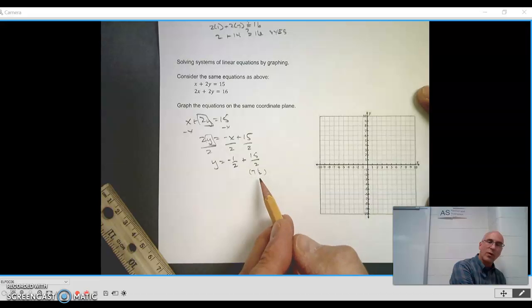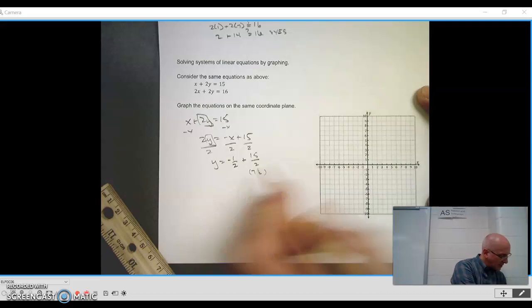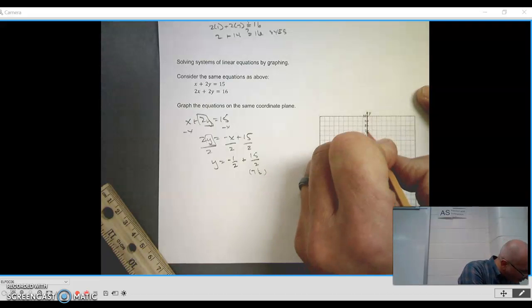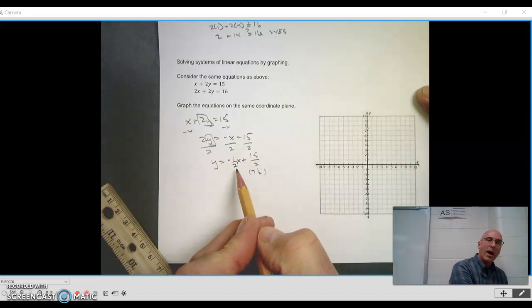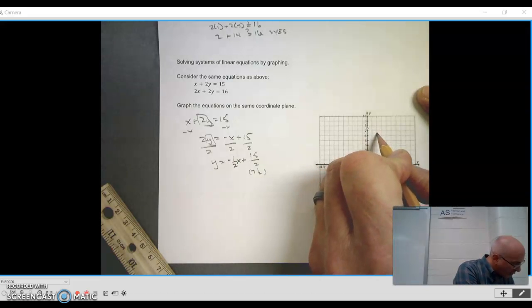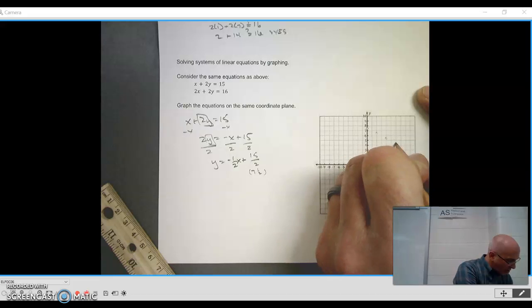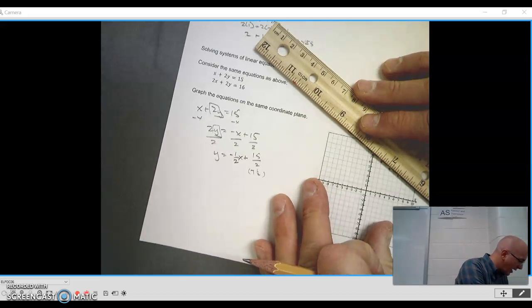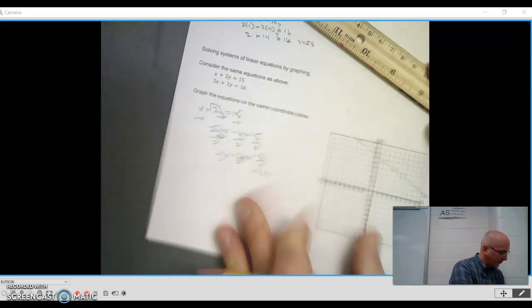Okay, so we are going to graph this equation. My y-intercept is at 7 1/2, which is right here. Now my slope is negative 1/2, which means I'm going to go down 1 over 2. I know that all you need is 2 points, but I like to put just a few more so that I get that feel. Now I take that straight edge and I graph that line.